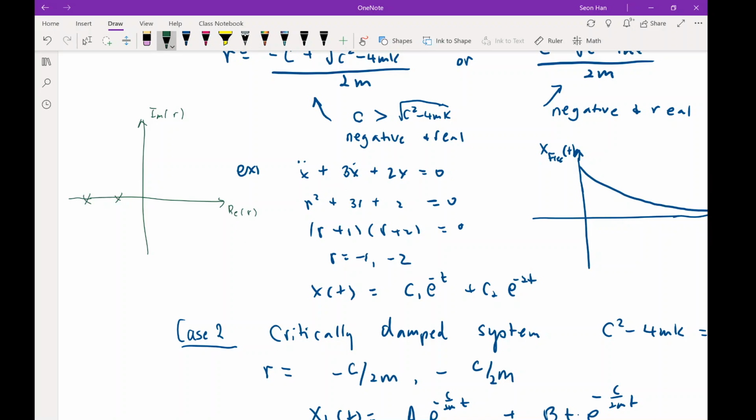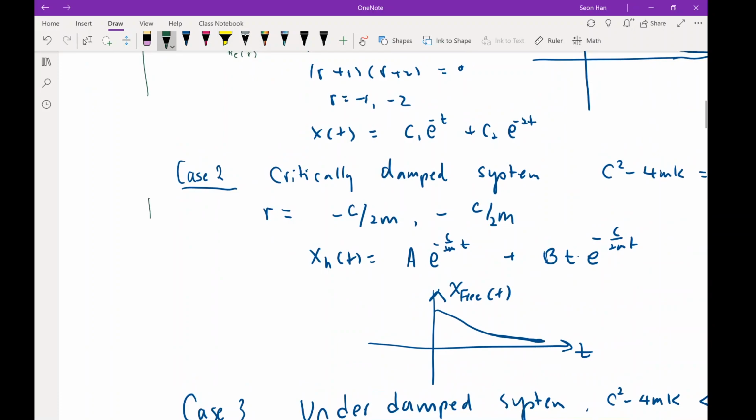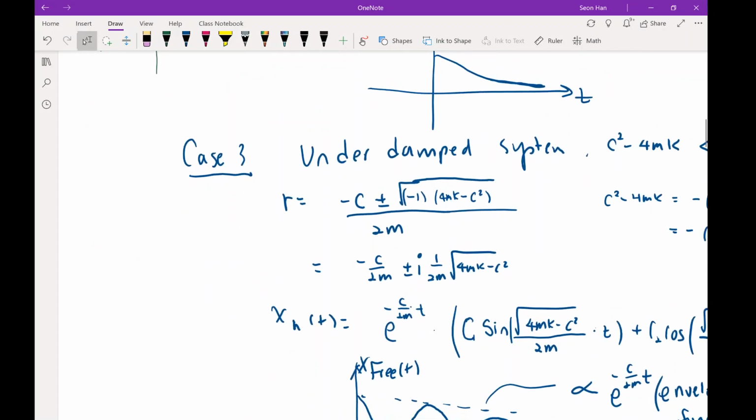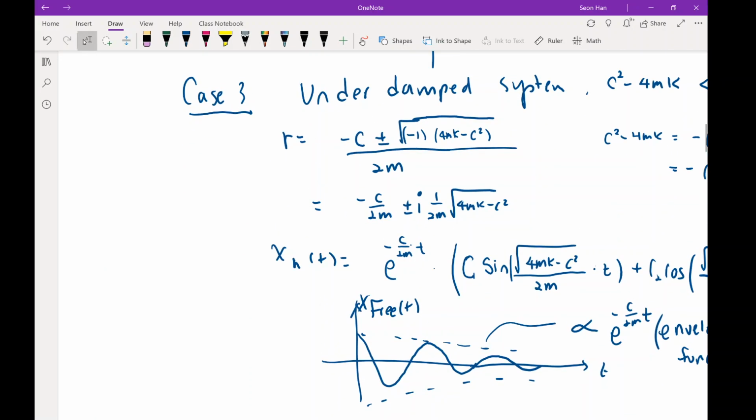For the second case, when it's critically damped, same thing, the real part of r, imaginary part of r. Same place, but they're both negative, so this is at negative c over 2m. By the way, characteristic roots are really plotted with x's on the complex plane. For case 3, this is real, imaginary, and it will be something like that.